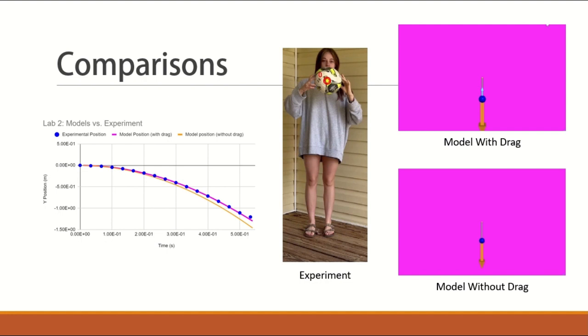The model without drag did not do as well. This shows the importance of accounting for air resistance in real-world applications. The model without drag fell further than the model with the drag in the same amount of time because F net was only considering weight. Here are the video comparisons.